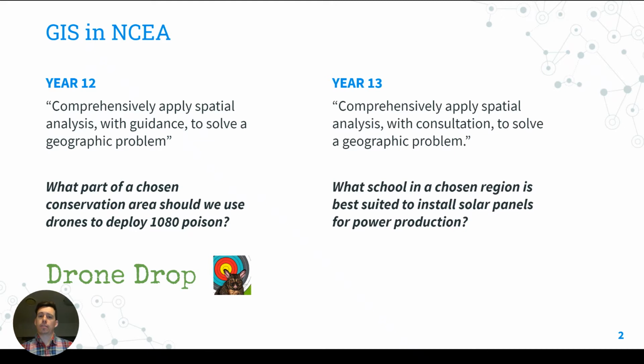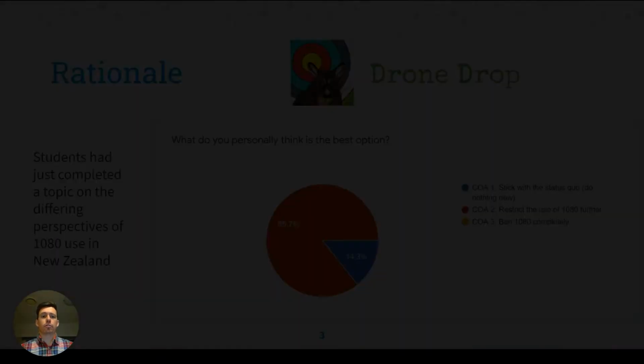In year 13, it's very, very similar. The difference being that the process is with consultation, so there's more emphasis on the students taking ownership of the process. And their question was, what school in a chosen area is best suited to install solar panels for power production? So this one called Power Up was all about them going through a process much more independently to come up with a school in a region of their choice.